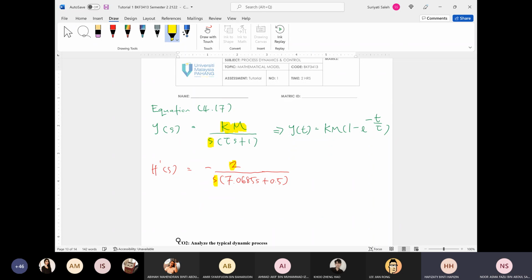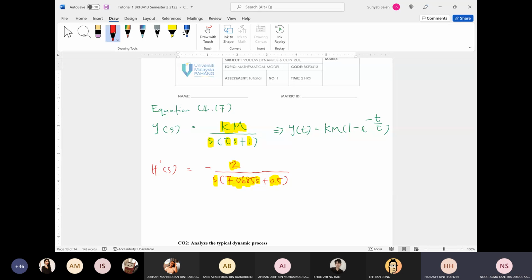Km can be represented by 7.0685, and you have the S. The only problem in this case is the bottom part here is plus 0.5, while the given YS has plus 1. So in order to have a similar form, I need to convert 0.5 to become 1.